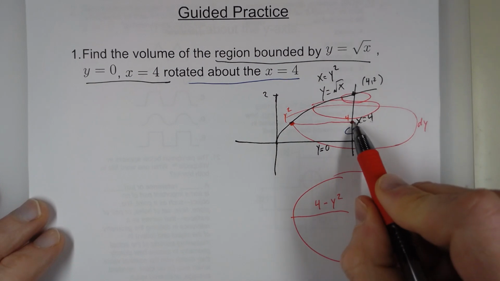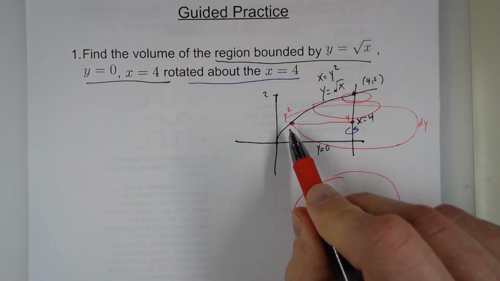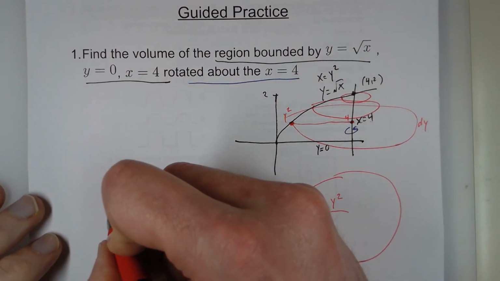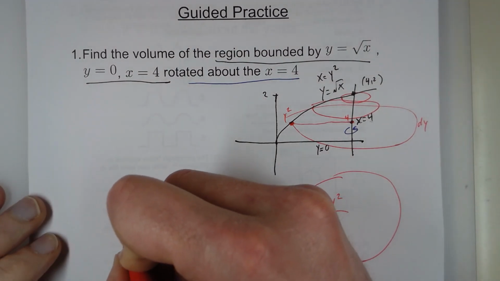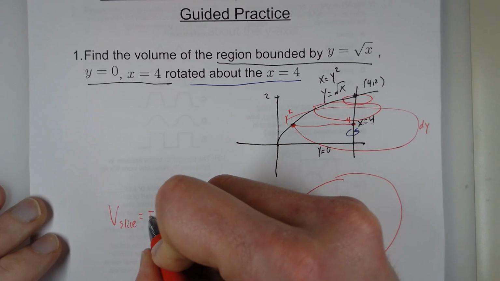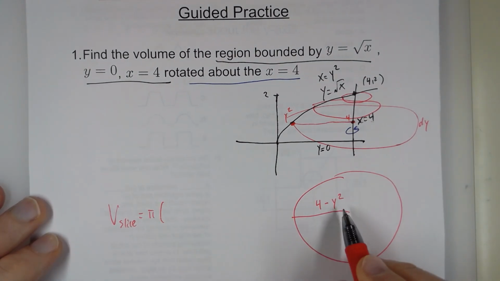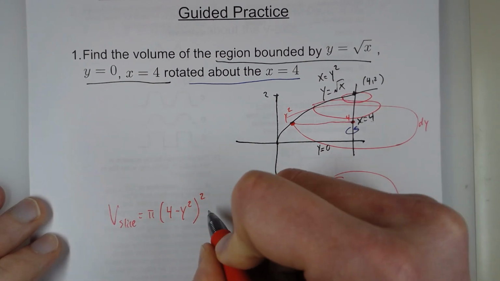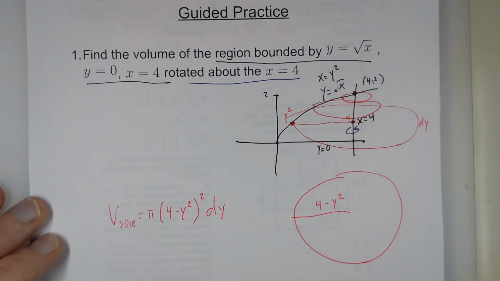You always take the big minus the little. And so this is a larger quantity than that one. So the volume of this slice, it's a circle, so it's pi times r squared, so it's 4 minus y squared, times the thickness, which is dy.